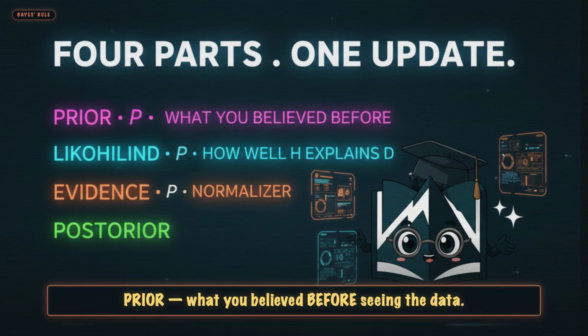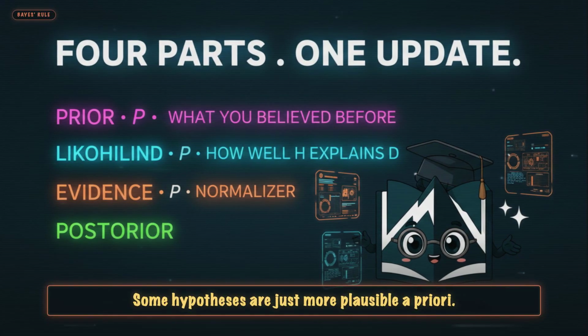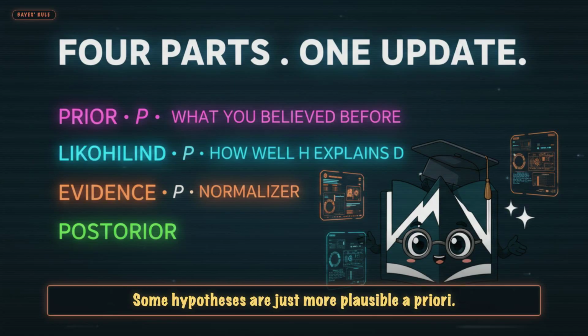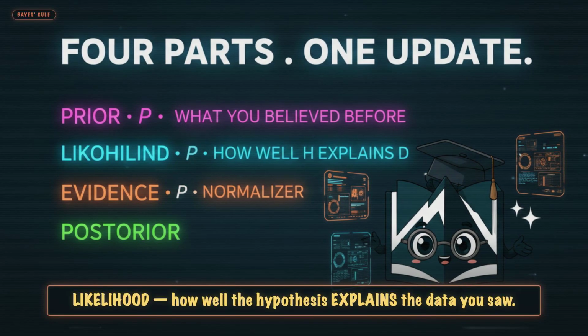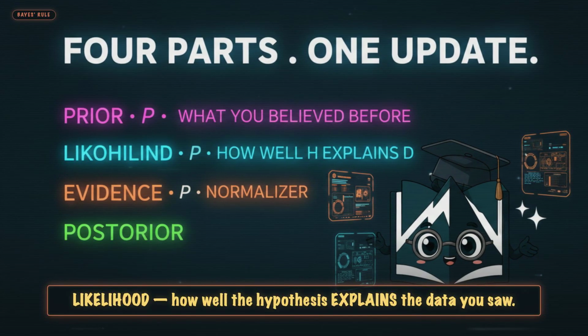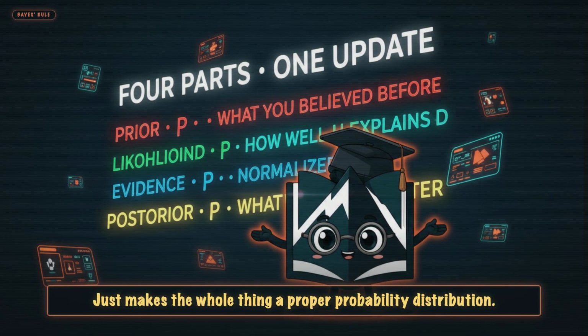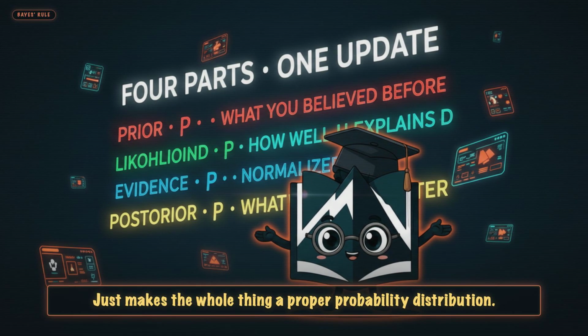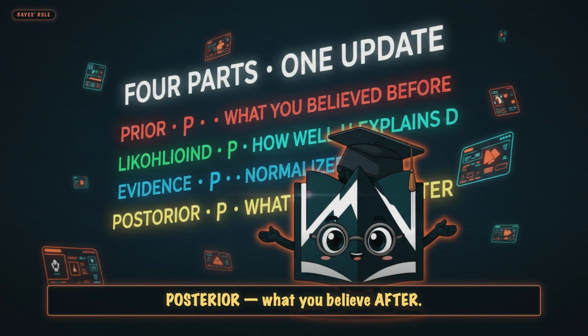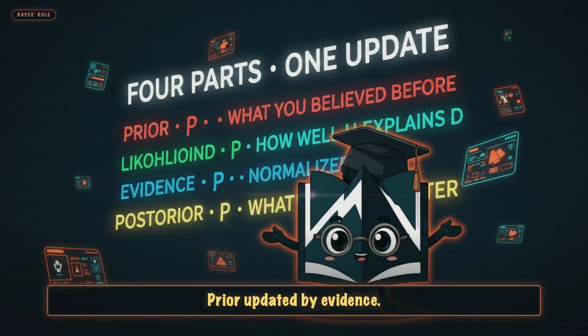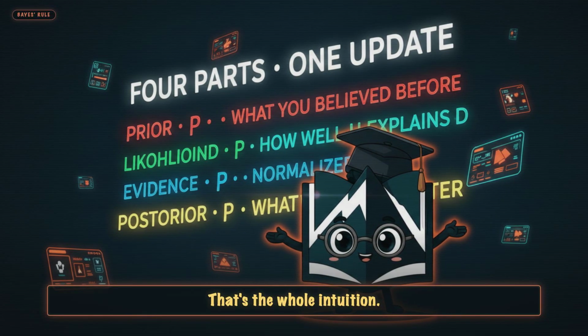Prior. What you believed before seeing the data. Some hypotheses are just more plausible a priori. Likelihood. How well the hypothesis explains the data you saw. Evidence, a normalizer, just makes the whole thing a proper probability distribution. Posterior, what you believe after. Prior updated by evidence. That's the whole intuition.